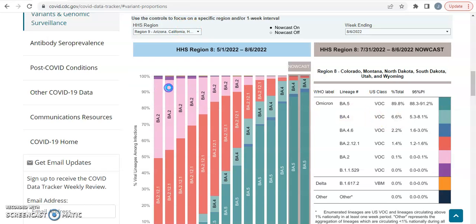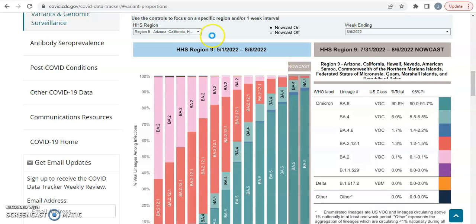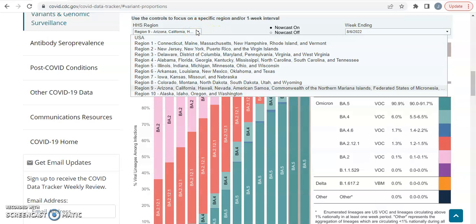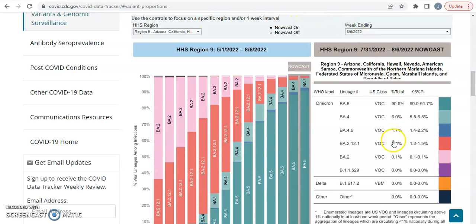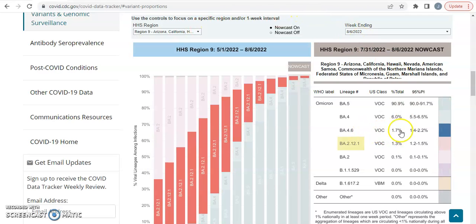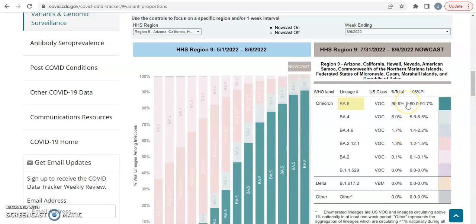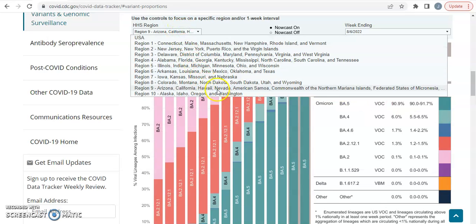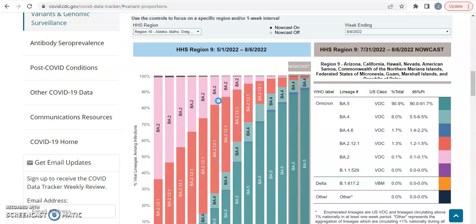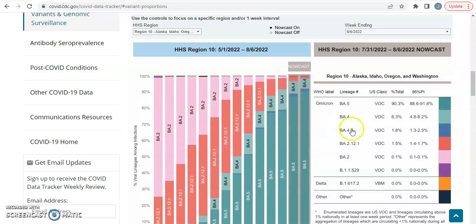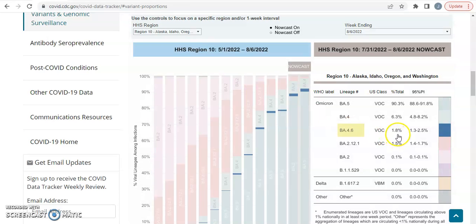Then we come down here to region 9, which includes Arizona, California, Hawaii, Nevada, and a whole bunch of other small islands. And down here, BA.4.6 has hardly taken over. BA.5 is almost 91% of the cases here. And finally, we come down to Alaska, Oregon, and Washington, which is region 10. And yet again, BA.4.6, it's not really taken off here.